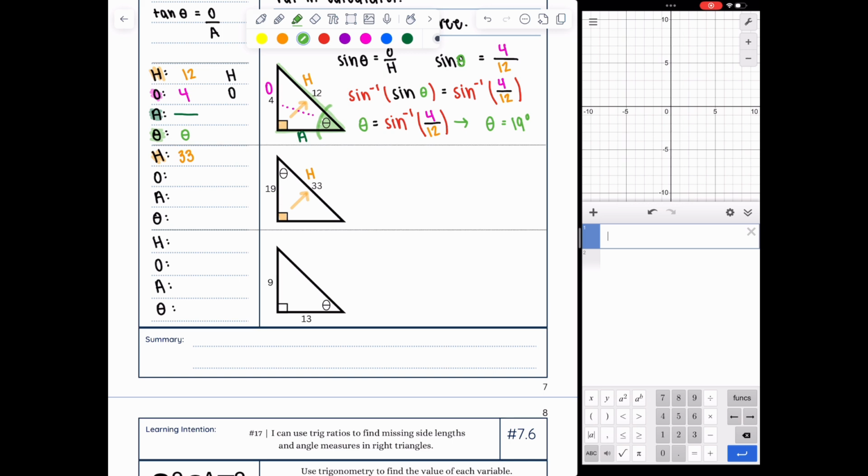Next, I always like to look at where my angle of reference, theta, is. And in this case, my angle of reference is actually in that top corner. Usually I'm used to it being in the bottom corner, but that's okay. It's moved to the top corner here.